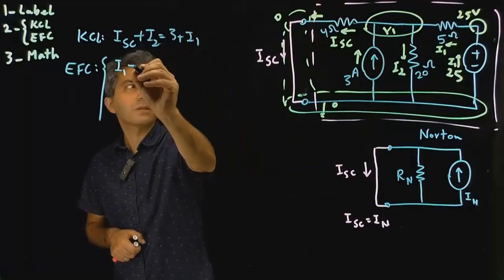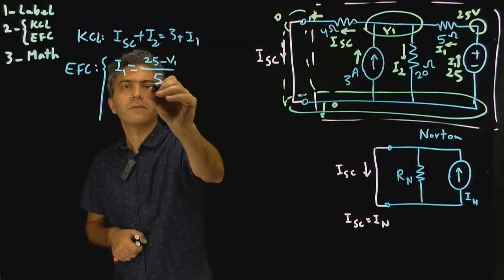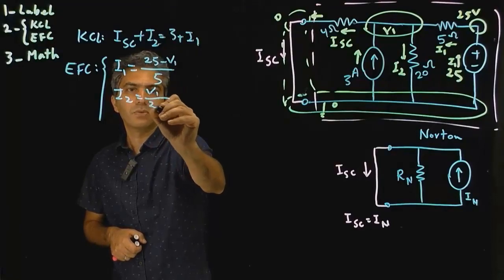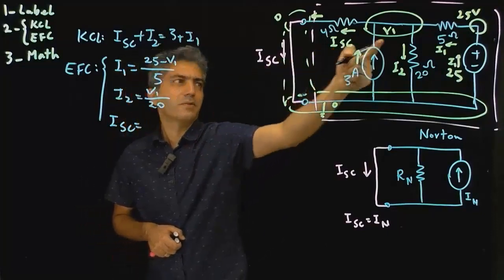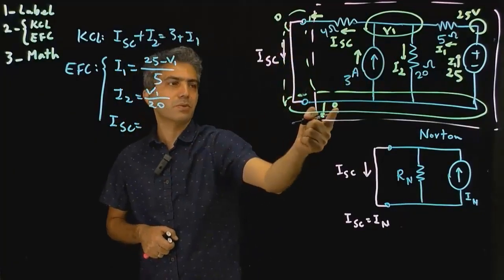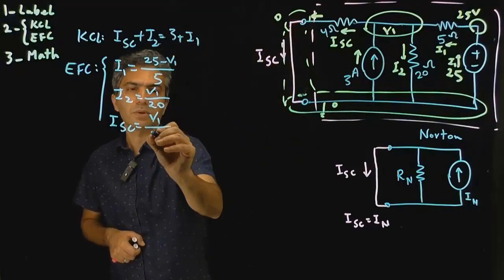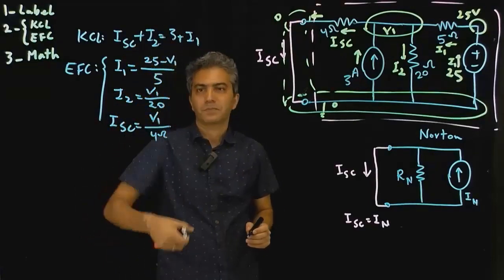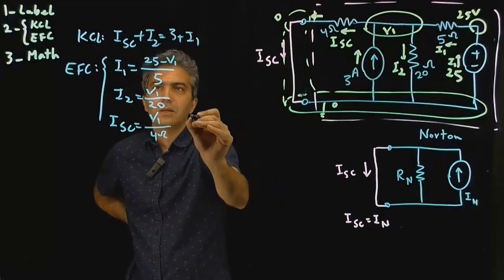So I1 is equal to 25 minus V1 divided by 5. I2 is equal to V1 minus 0 divided by 20. And finally, I short circuit. That's V1 minus the voltage here, and it's a short circuit, so that's 0. So that would be V1 minus 0 divided by 4 ohm. Once we do that, then we start actually taking these 3 equations and putting them in the KCL.